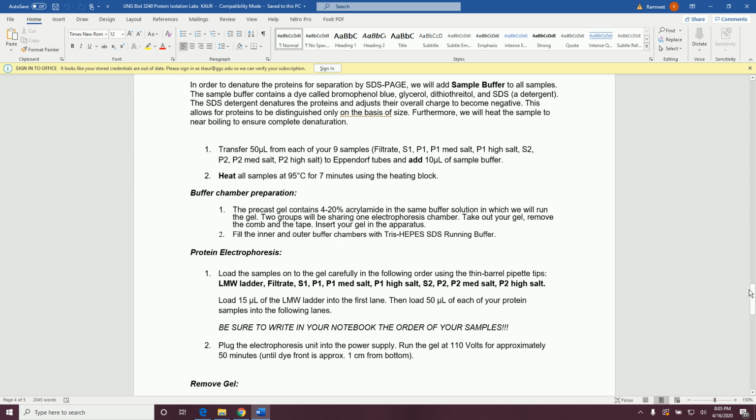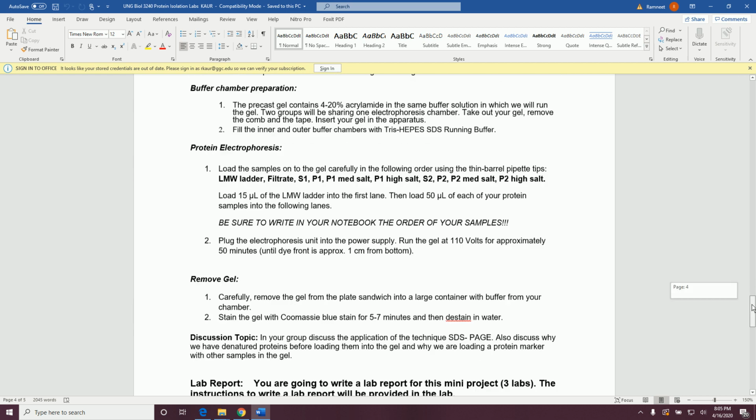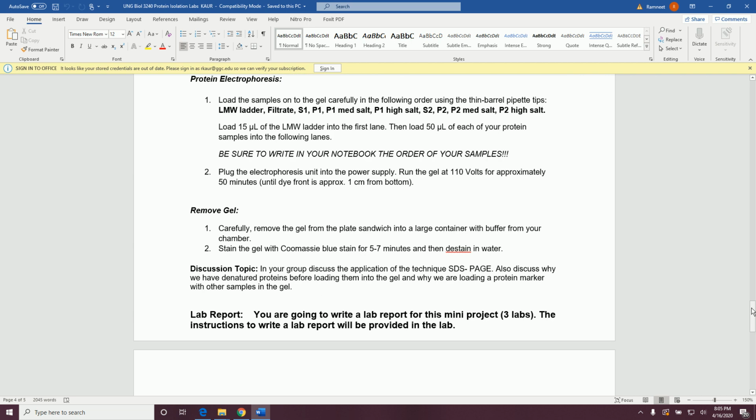The gel is connected to the power supply, and we run it for around 45 to 50 minutes. Once the gel is run, we take it out and stain it with Coomassie blue. Coomassie blue is a kind of stain. We can keep the gel in the Coomassie blue for 5 to 7 minutes, and then we can destain with water.